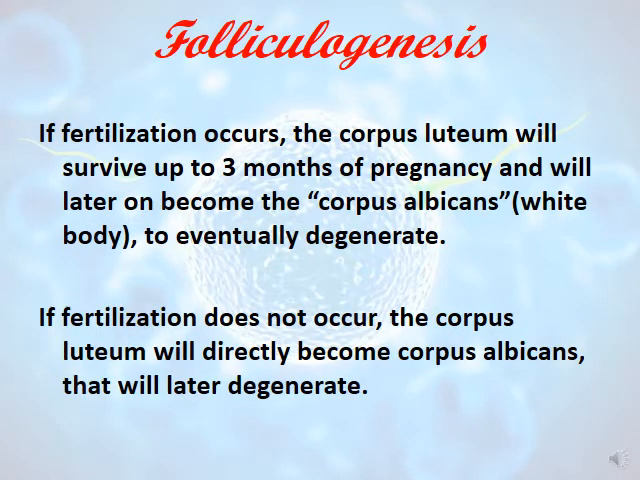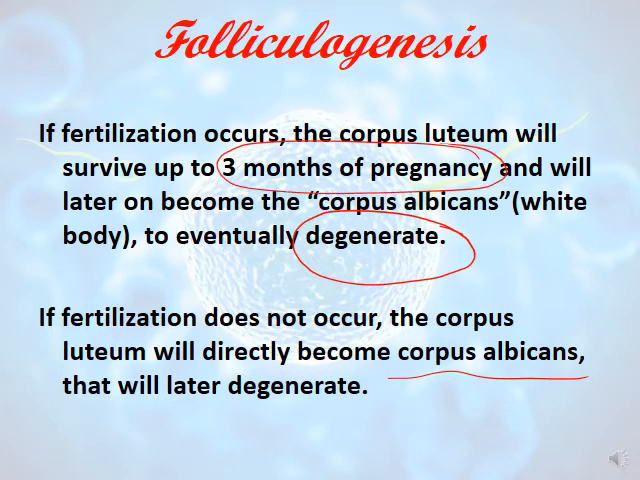If fertilization occurs, the corpus luteum will survive for about 3 months and later it will become the corpus albicans, the white body, which eventually will degenerate. If there is no fertilization, eventually the corpus luteum will directly become the corpus albicans. Here it waits approximately 3 months. Here it's directly changed into corpus albicans that will degenerate.